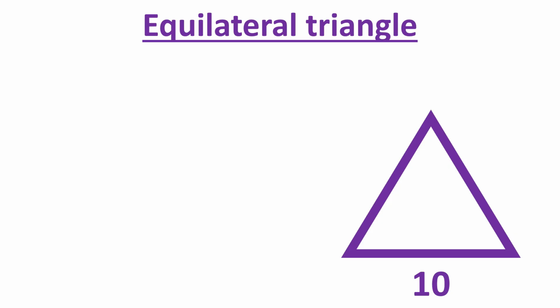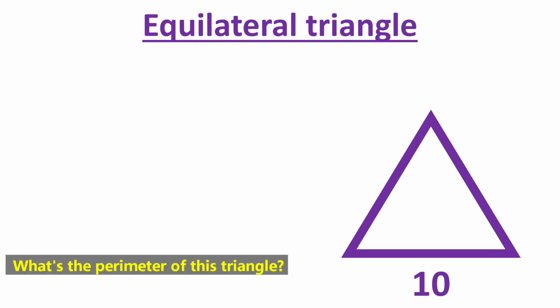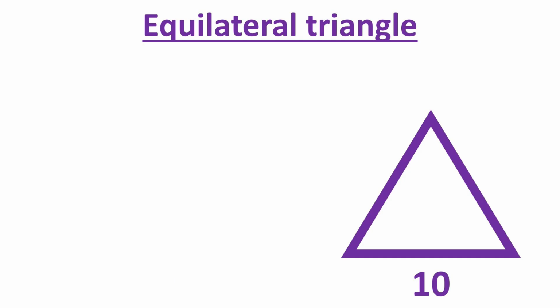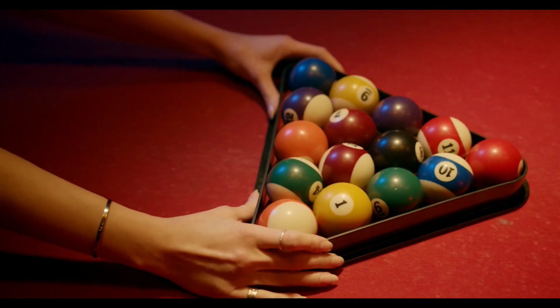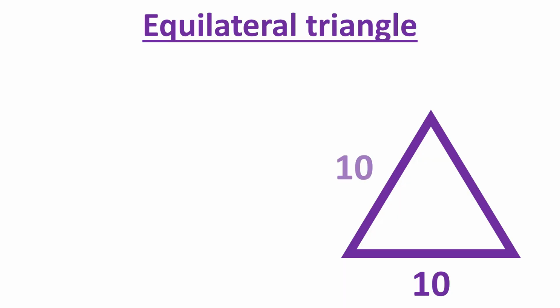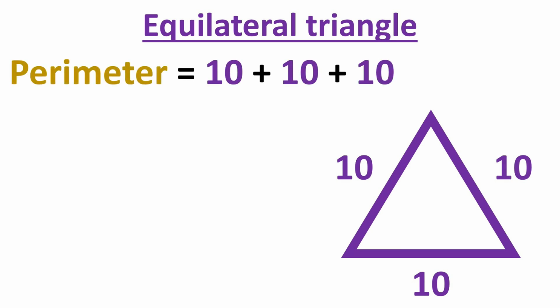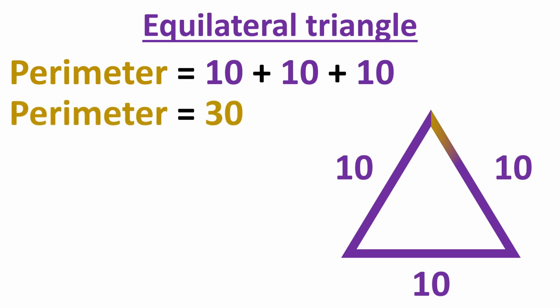Here's an equilateral triangle. One side is 10 feet. What is the perimeter of this triangle? An equilateral triangle is made of 3 sides that are all equal to each other. It's like this plastic frame surrounding these balls. In this example, that means that each of these sides is 10. To calculate the triangle's perimeter, we add up all the sides. That's 10 plus 10 plus 10, which equals 30. This triangle's perimeter is 30 feet.